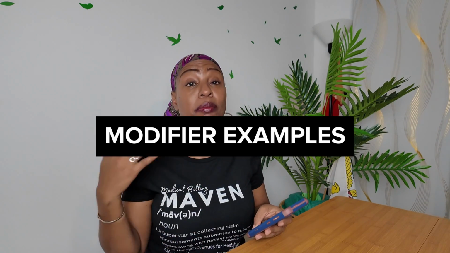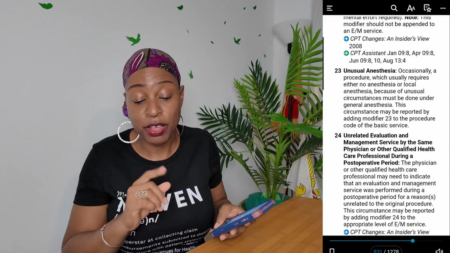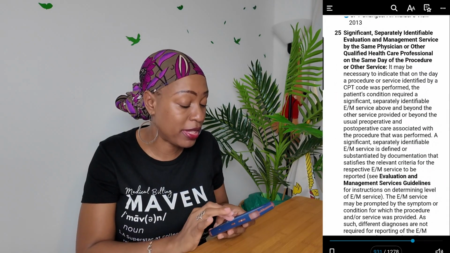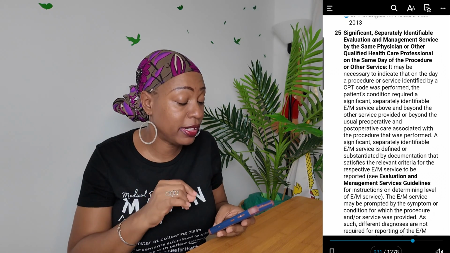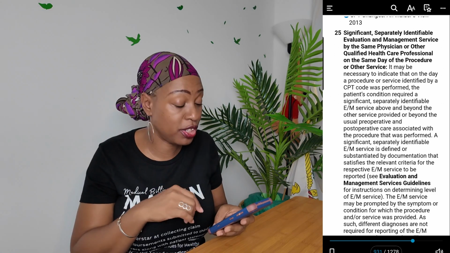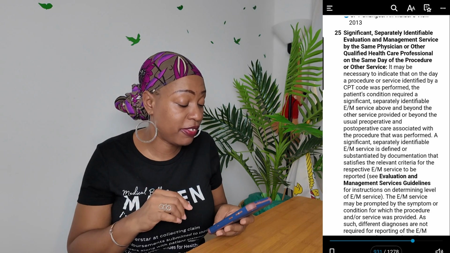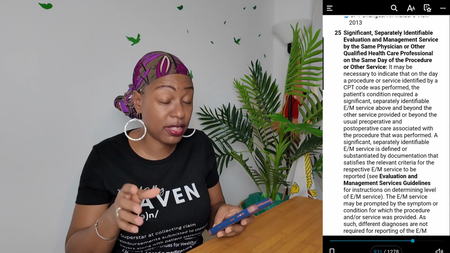Now I'm going to go back into my phone again, and we're going to go through 6 modifiers. Ones that are more common modifiers that most specialties use. And we're going to go through 3 informational and 3 financial modifiers. So the first one is Modifier 25. And Modifier 25 is significant, separately identifiable evaluation and management service by the same physician or other qualified healthcare professional on the same day of the procedure or other service.